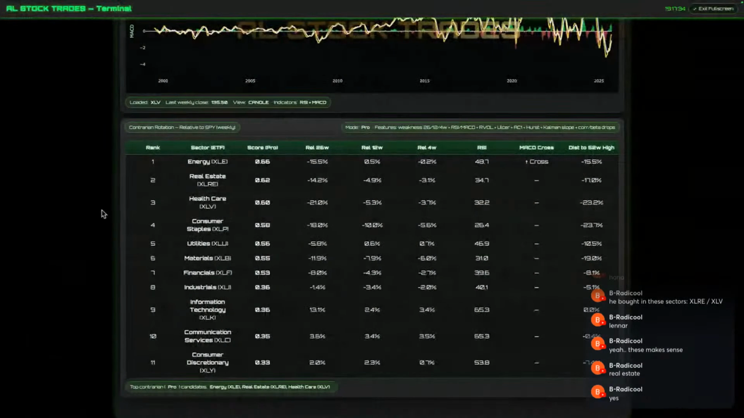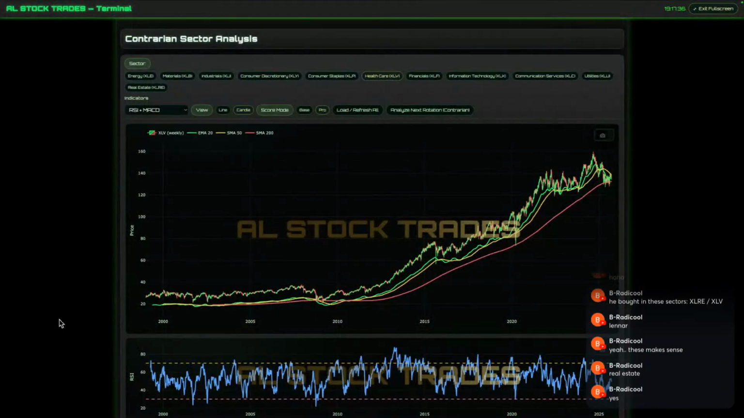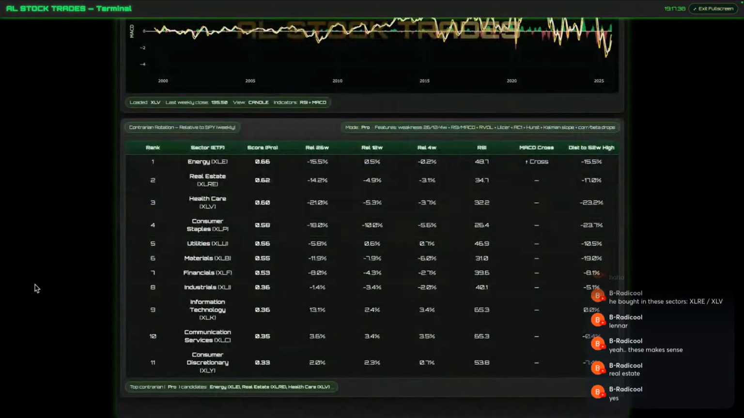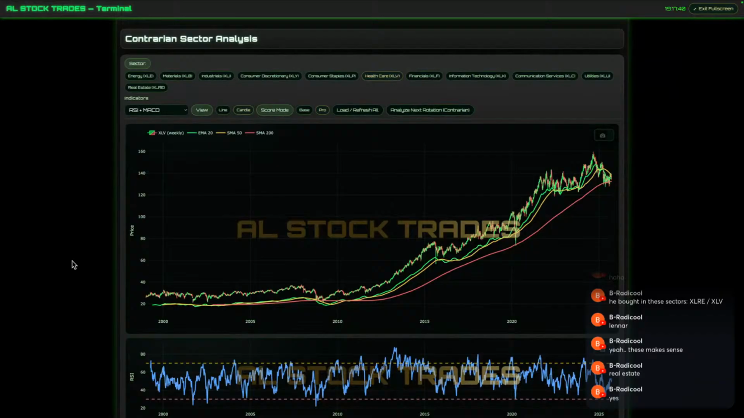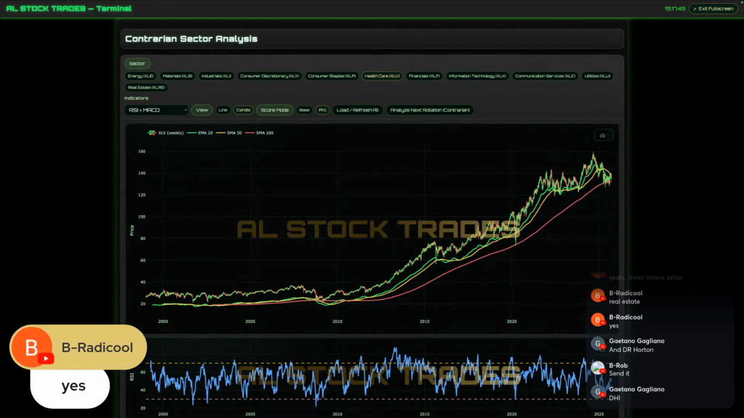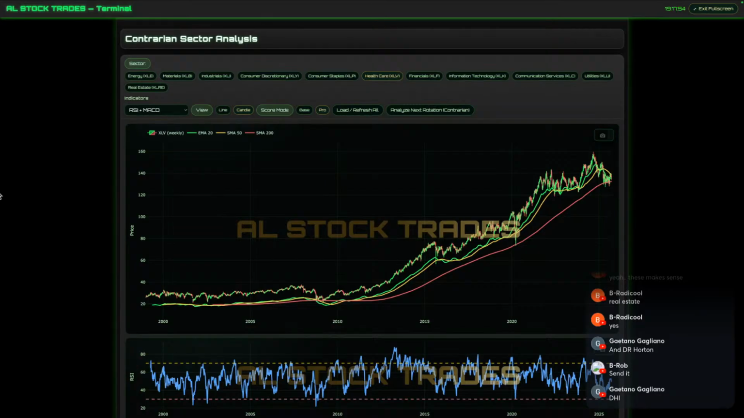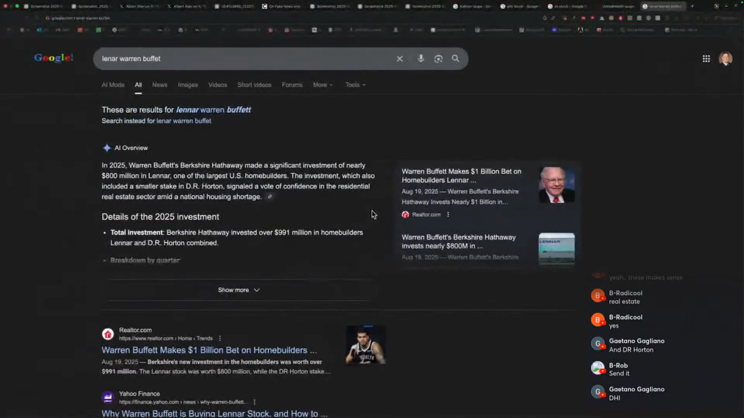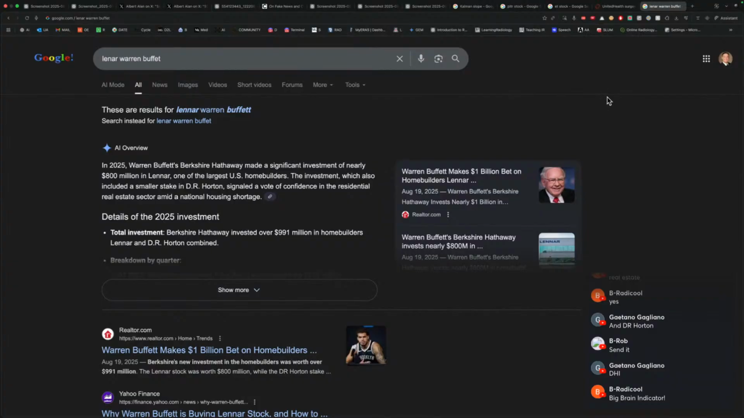We could call this the Warren Buffett indicator if we really want to, but I don't want to take away from the contrarian model, but this is it. So mathematically, B-Rad, how valuable is this, based off of what we created? Shout out, that's why I gave Grumpy Cat XP.